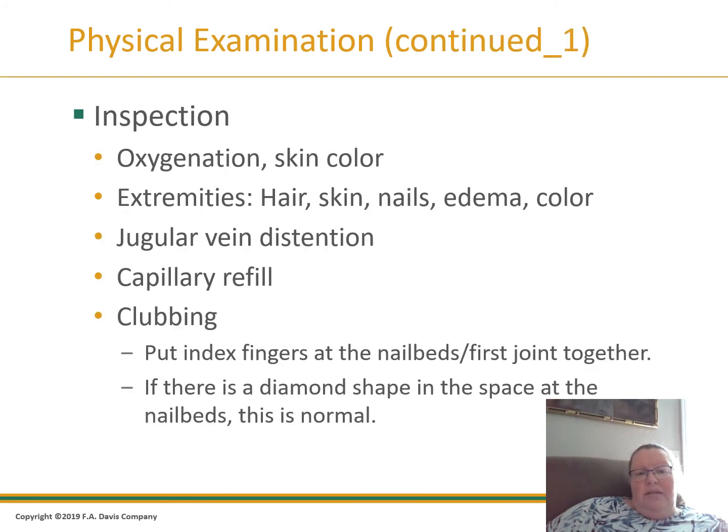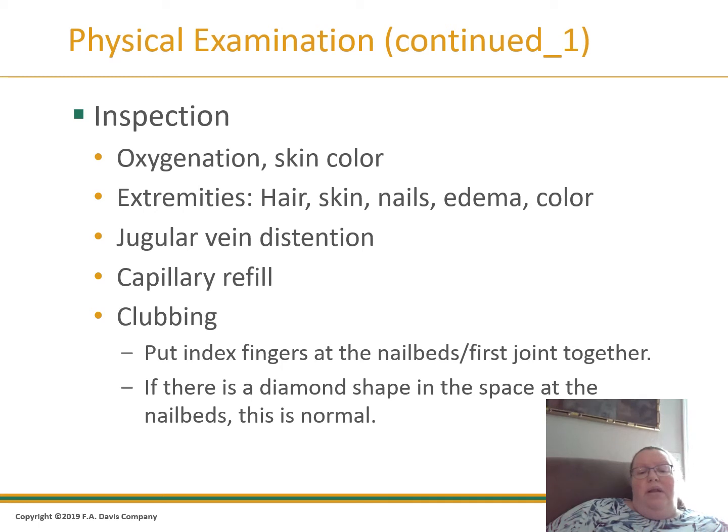We want to inspect the skin and the color of the skin, and people who have cardiac issues tend to have colder extremities. Their lower extremities could be a different color. Sometimes they're like a purplish blue color. You'll see it a lot in the elderly, especially. Extremities, hair, skin, nails, edema, color, jugular vein distension, cap refill, clubbing. Remember, clubbing is usually associated with oxygenation, and our heart and lungs work together to oxygenate.